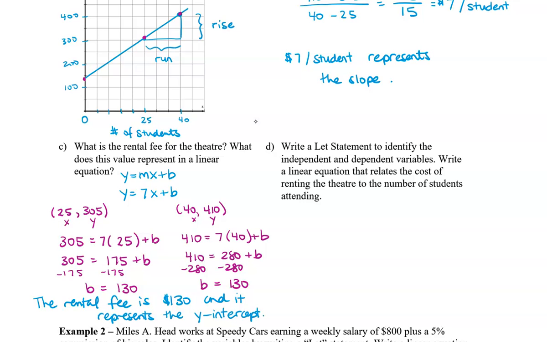All right, so in part D, it says write a let statement to identify the independent and the dependent variables. So the independent variable, in this case, is our number of students. So I'm going to say let n equal number of students.